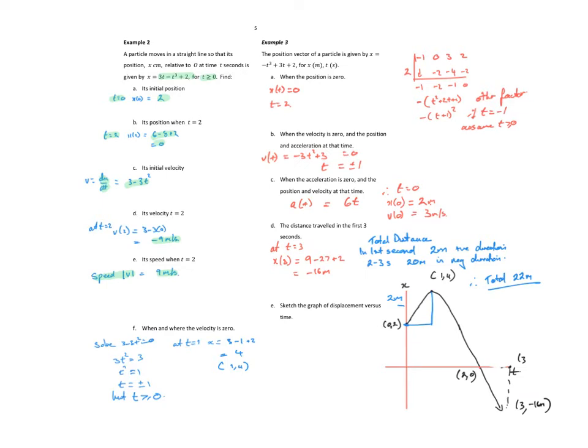When and where is the velocity 0? We solve our velocity rule equal to 0, which gives t equals plus or minus 1. But t is greater than 0, so we don't have to worry about t equal to minus 1. At t equal to 1, the position, the where, is 4. So my velocity is 0 after 1 second, and we're 4 meters from the origin.